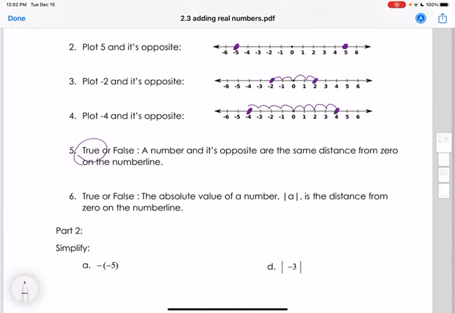Number 6, true or false, the absolute value of a number. What it looks like is a number with these 2 bars, and it's the distance from 0 on the number line. And that is true. For example, if we have the absolute value of 3, the distance from 0 on the number line is 3. If we have the absolute value of negative 2, that would equal 2 because it's the distance from 0 on the number line. So essentially, it is just the number without that minus sign. It's always going to be positive.